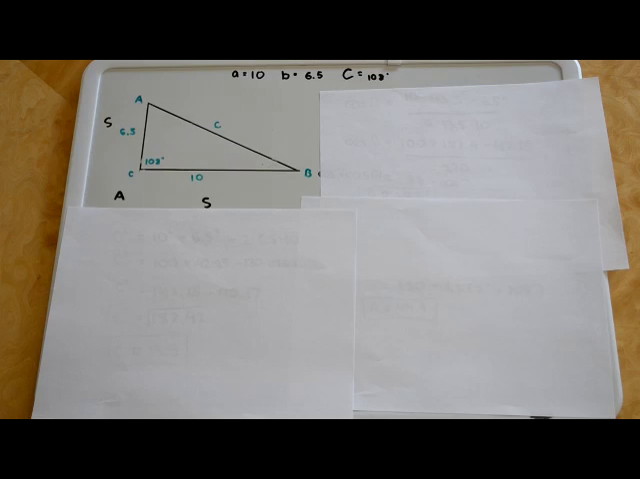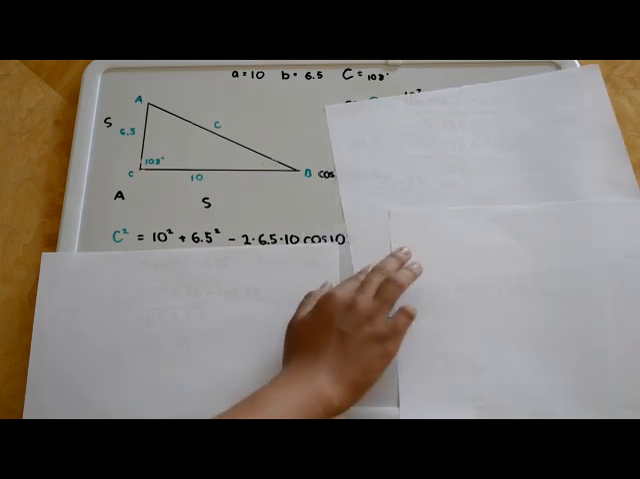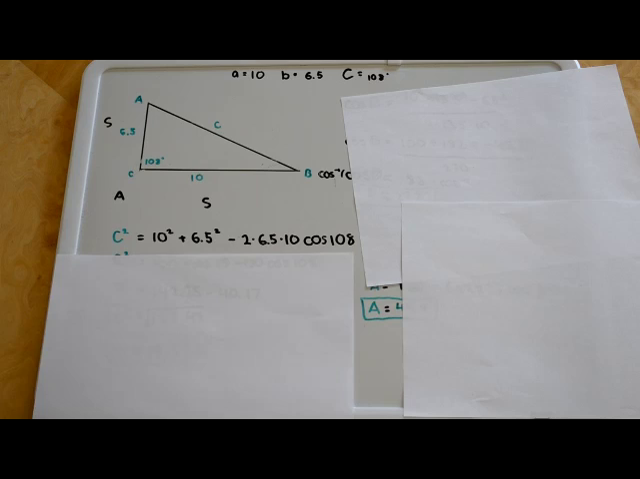Remember, since we are solving for the side, we'll use the parent formula. So first, we set c squared equals 10 squared plus 6.5 squared minus 2 times 6.5 times 10 times the cosine of 108 degrees.